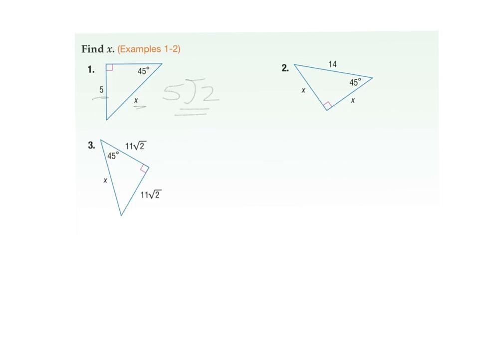Question 2 is slightly different. What we've got this time is 14, and don't forget we've got to divide that by root 2. You can't have a radical on the bottom, so you're multiplying both top and bottom by root 2. You're going to finish up with 14 root 2 divided by 2. These two simplify down to 7 root 2. Going back to what I said, half of the hypotenuse multiplied by root 2.